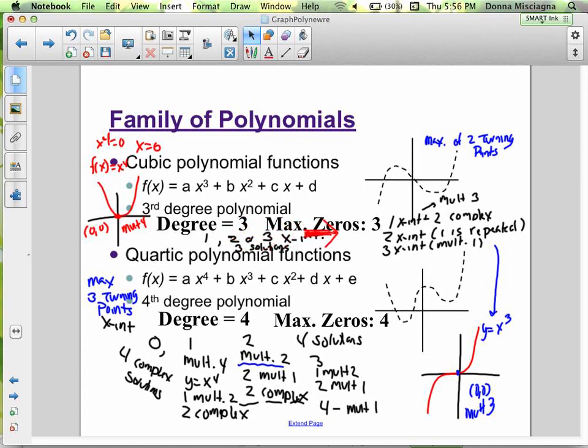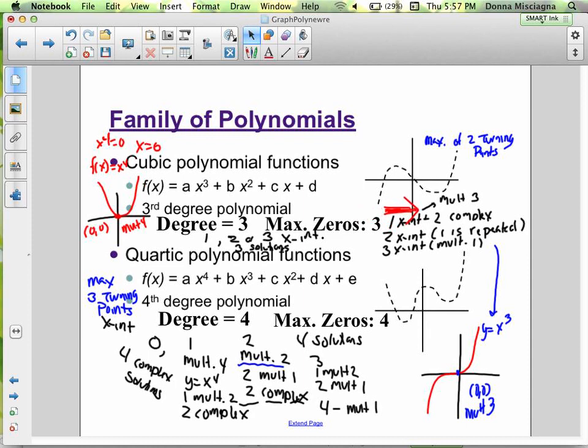So how can we have 1, 2, or 3? Well, we know it will never have 0. Never, ever. It has to cross the x-axis somewhere, because the ends go in different directions. So it has to cross the x-axis. You can have 1 x-intercept 2 different ways. Either it's multiplicity 3, it occurs 3 times, like for instance the equation y equals x cubed.